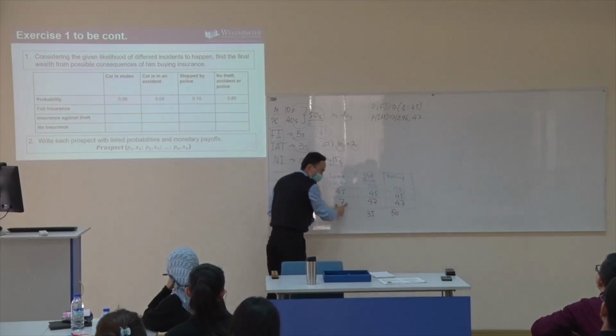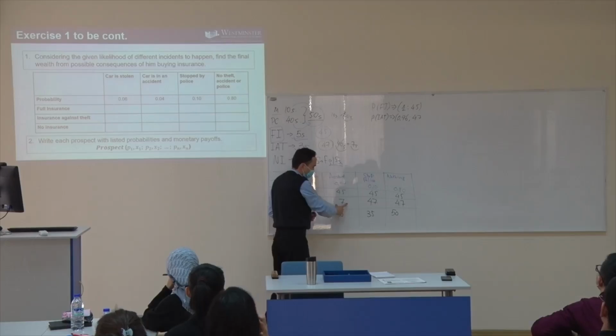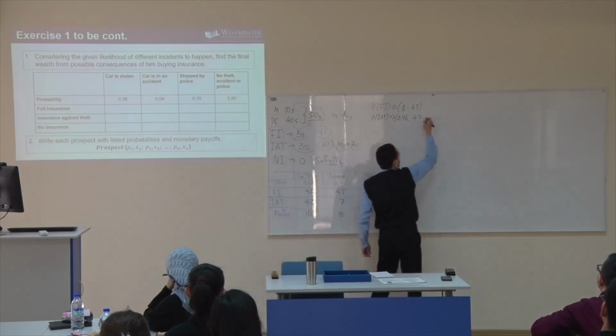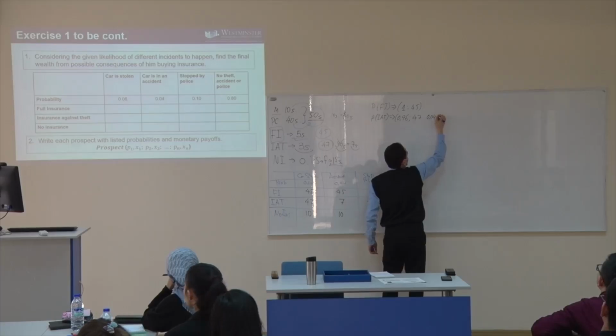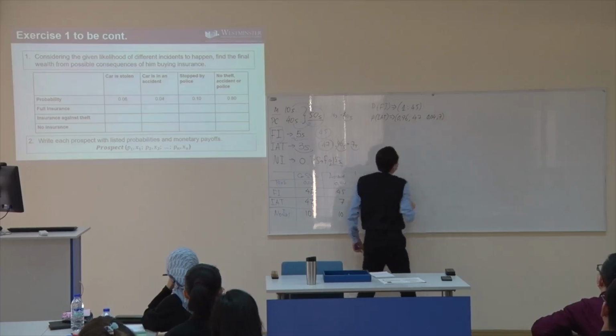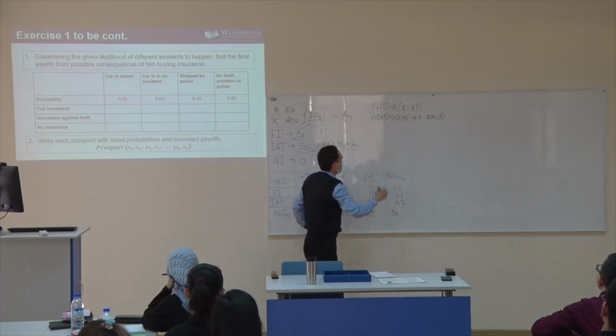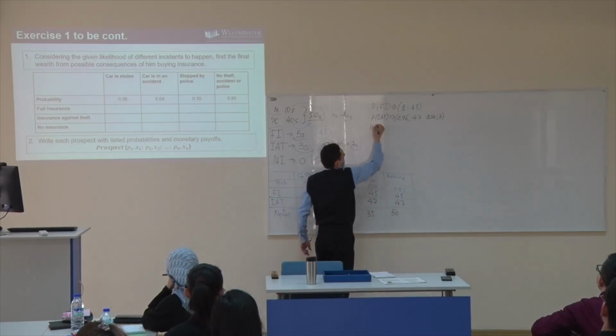And we have another case where, what's the probability of having 7 sums? 4%. And we have another case where there is a 4% probability that the payoff is going to be 7 sums. This is the prospect for insurance against theft. And now we have another prospect for no insurance.